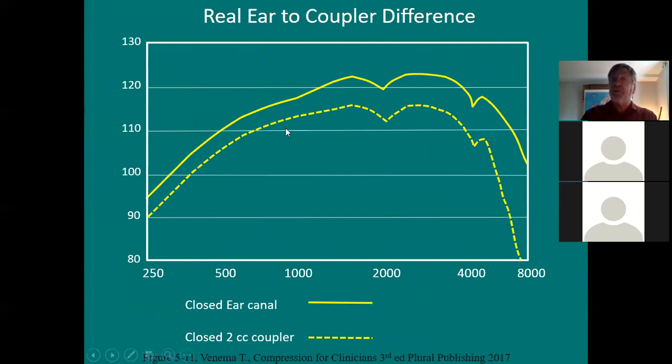Here's a response of a hearing aid in a 2cc coupler, the dashed line. If you add 5 dB below 1,000 Hertz and about 10 dB above 1,000 Hertz, that will give you the average real ear to coupler difference. Average RECD is about 10 dB above 1,000 Hertz and 5 dB below. So when you see what a hearing aid is doing in a 2cc coupler, always remember it's underestimating what takes place in the ear canal, because the closed ear canal is smaller than 2cc's. It's between 1 to 1.5.